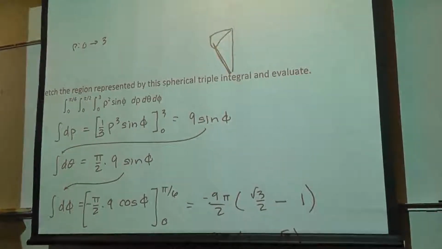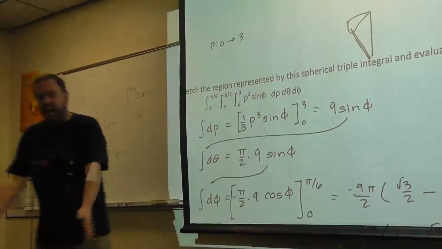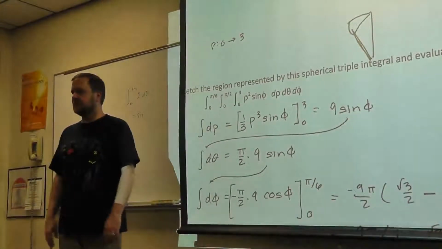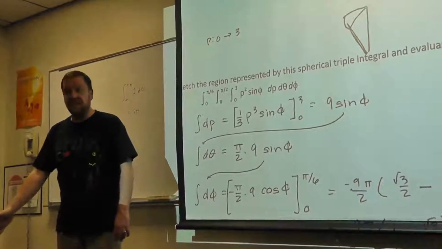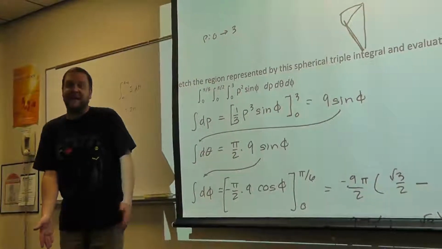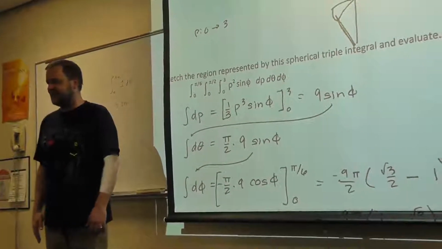Phi equals pi over 2 to pi would give you the bottom half. What if I wanted the bottom 30-degree section? It would be 5 pi over 6 to pi: 150 degrees to pi, 180 degrees. That would give you the bottom 30-degree section off the negative z-axis, you see?